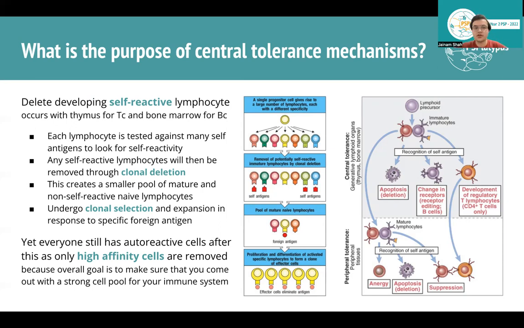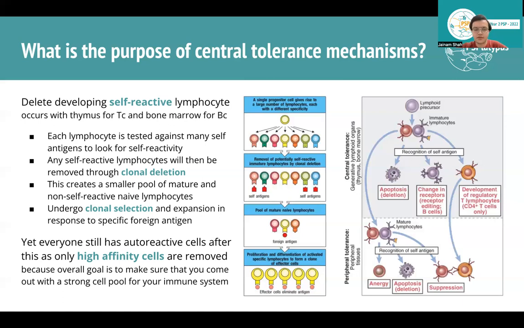However, this process is not enough because only the very high affinity cells will be removed. In other words, if you do have some cells which have a slight, like partial affinity towards the self antigens, they won't be removed because this process is specific to things that have a very strong attachment. So the reason why we have this sort of exception is that we want to make sure that at the end of the day, we have a very, very strong cell pool that can then work towards a strong immune system.